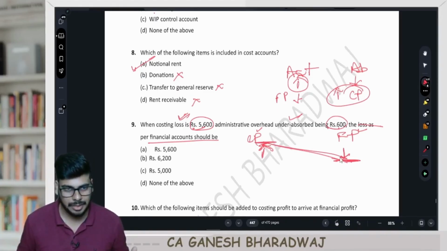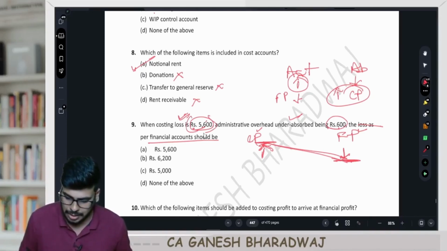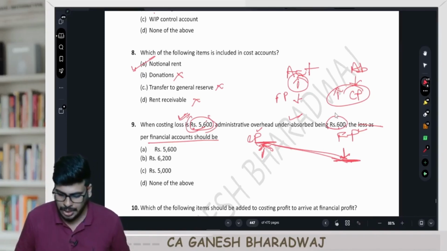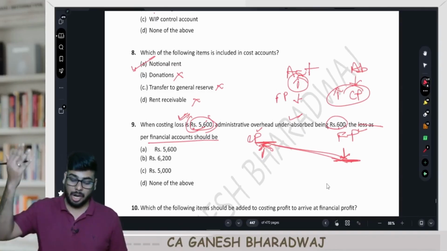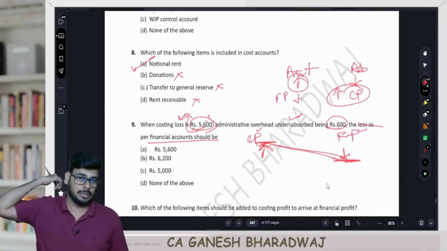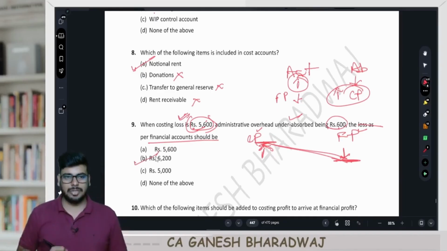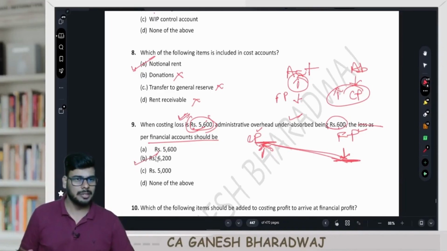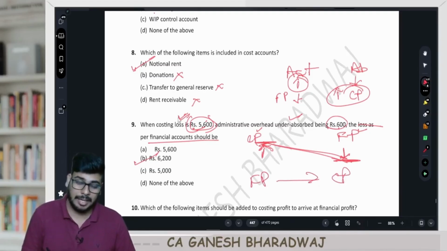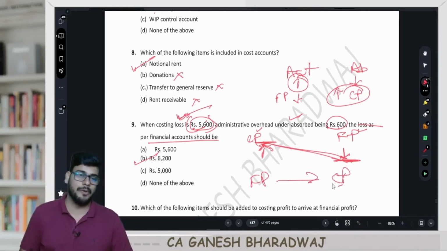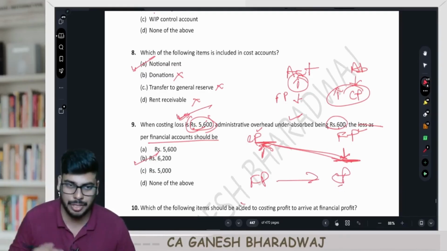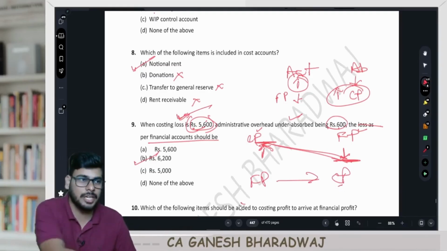You are not convinced, right? So from a loss of 5,600, you further subtract 600. So the loss under financial accounts will be 6,200. Clear with this? See, generally we start from financial profit and reach costing profit. Here they have asked us to specifically start from costing profit and reach financial profit. So this is how you do it.